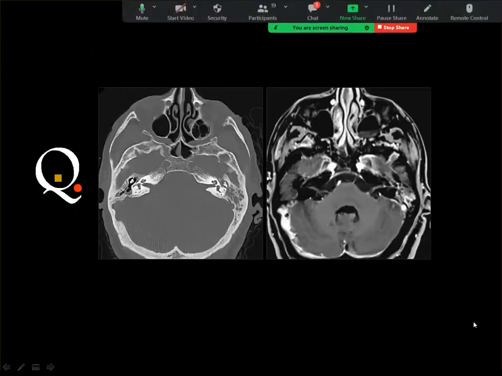The next case is also for the petrous bone. This is CT scan and this is MRI T1 post contrast with fat saturation.